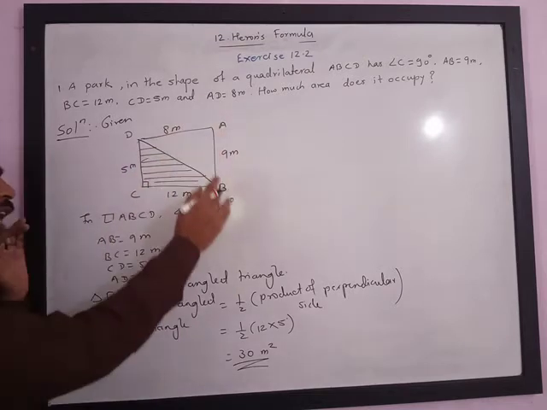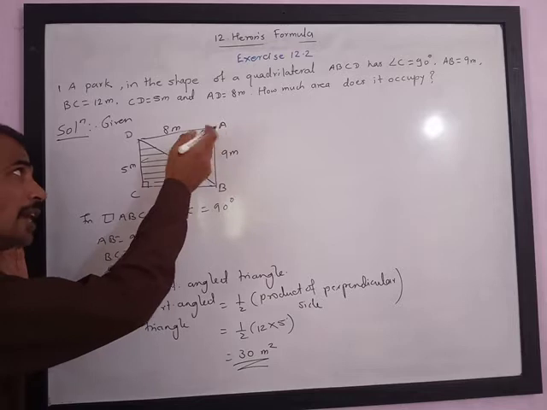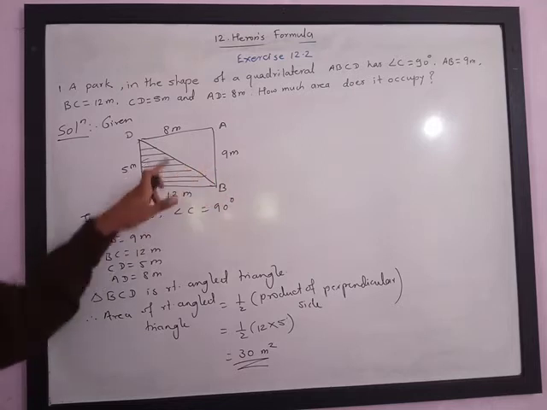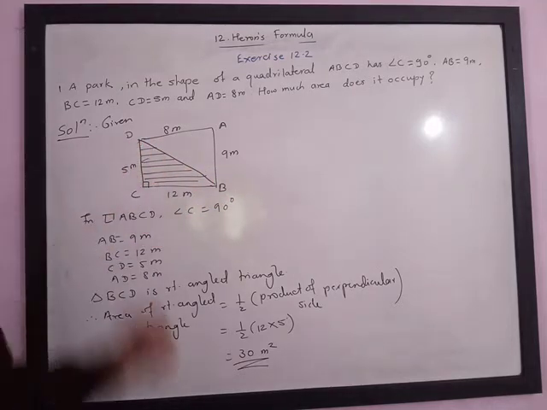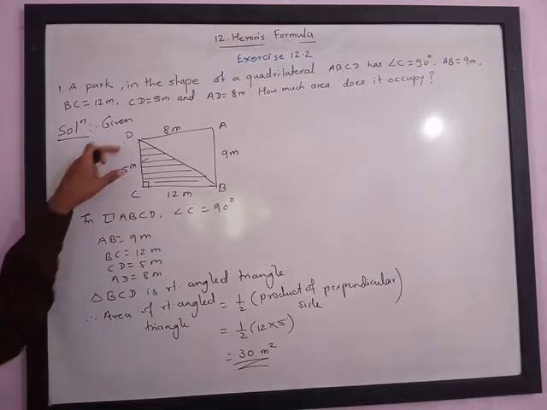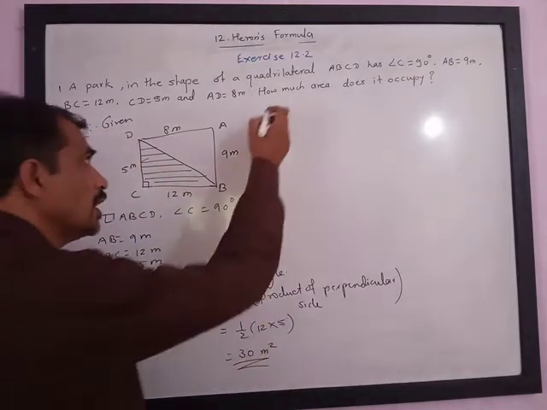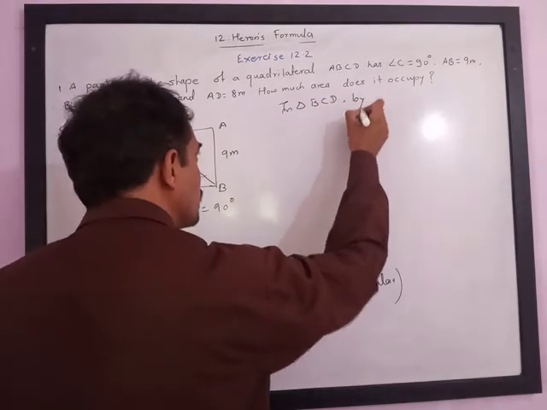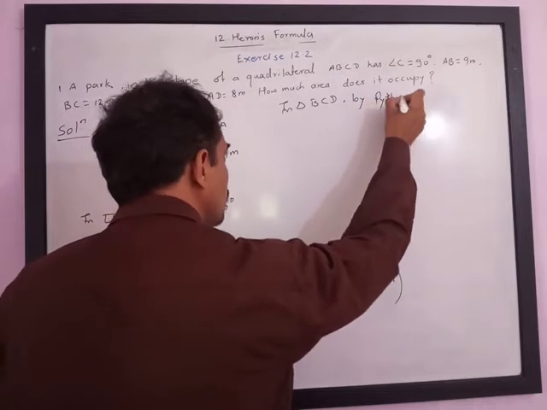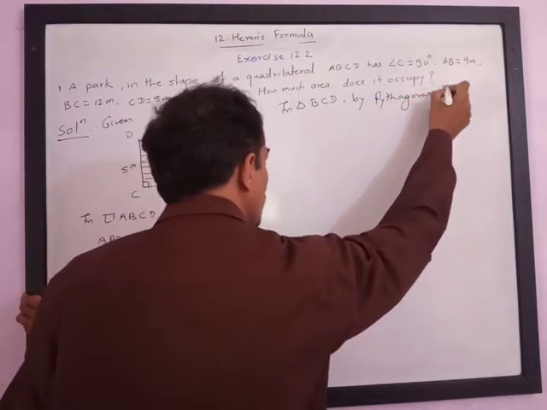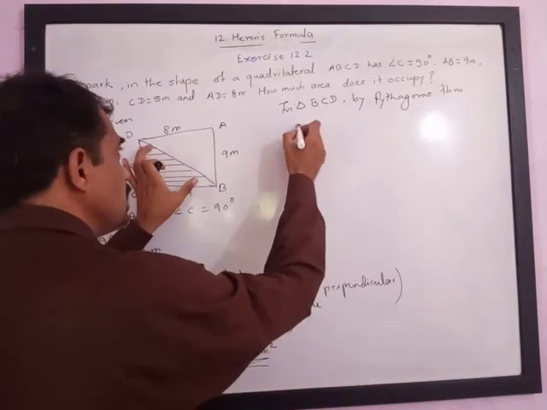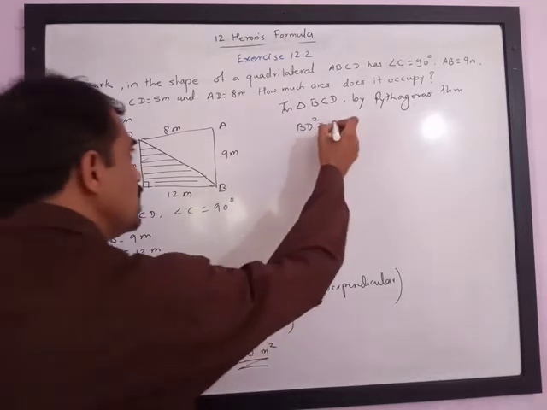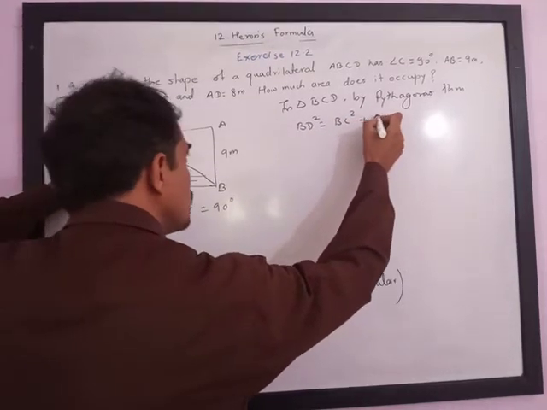Now to find the area of triangle ABD, we must have either angle A equal to 90 degrees or we must know the three sides. Now two sides are given. We do not know the side BD. So we have to first find the side BD by using the Pythagoras theorem. This is a right angle triangle. So in triangle BCD, by Pythagoras theorem, we have the square of the hypotenuse BD square is equal to the sum of the squares of the remaining sides, that is BC square plus CD square.